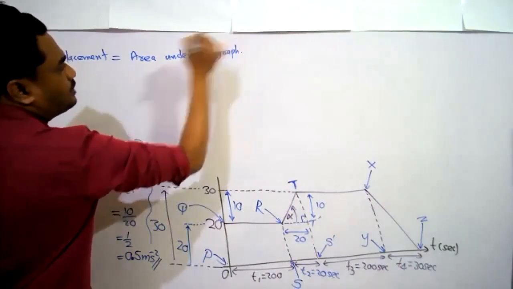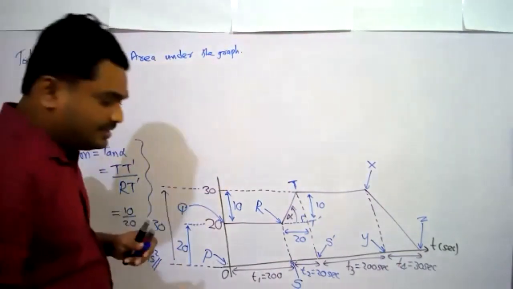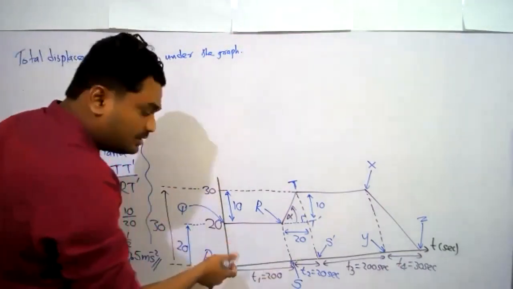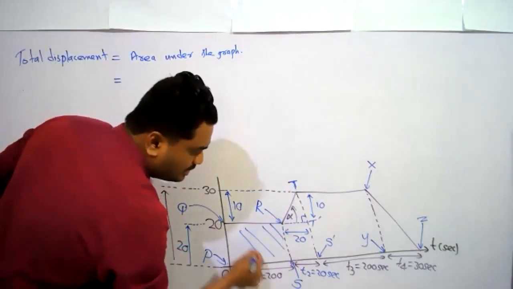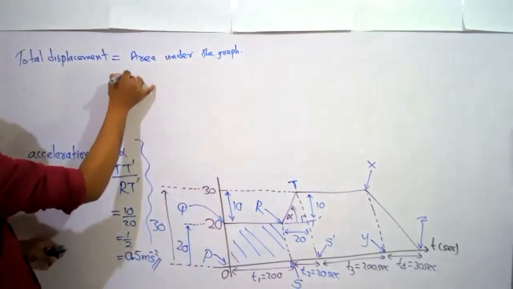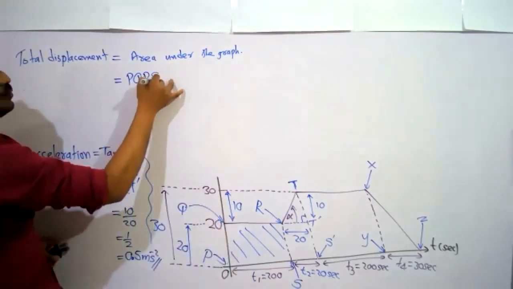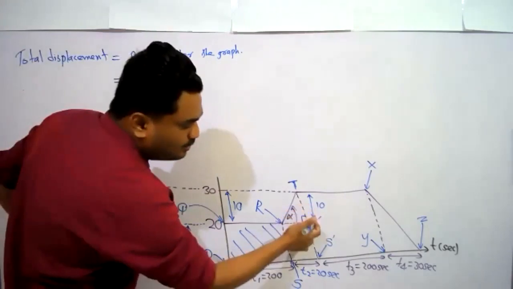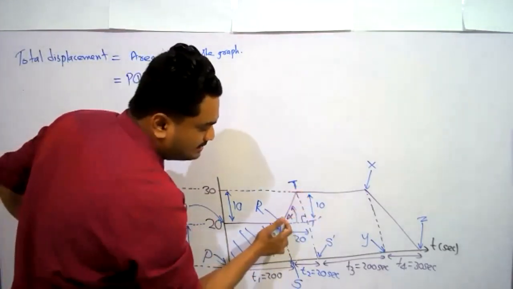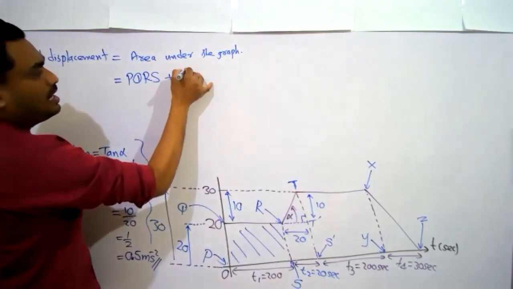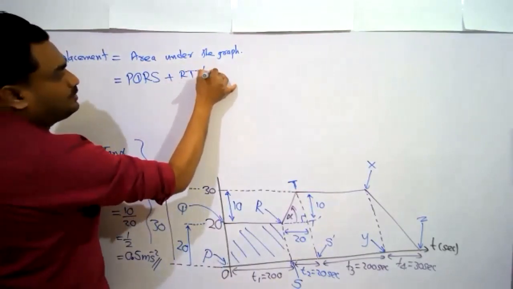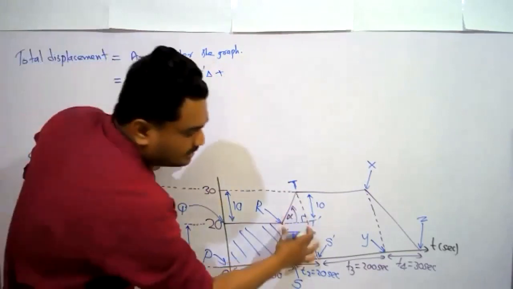Actually, you can identify several sections here. First, you have a rectangular section, PQRS. So you should find the area of PQRS, plus the triangle RPT dash. And then you have another rectangle.